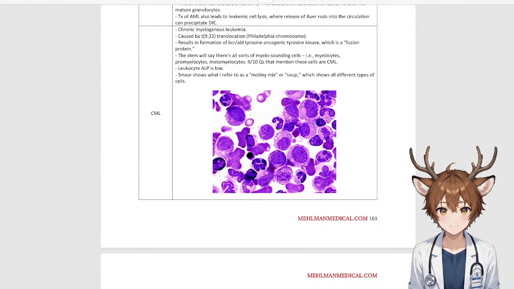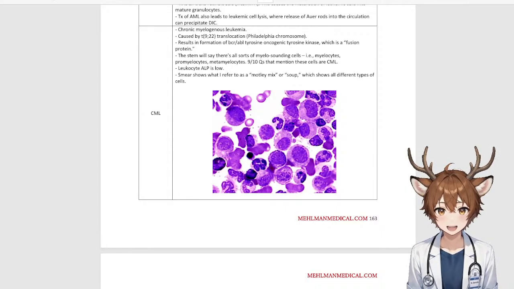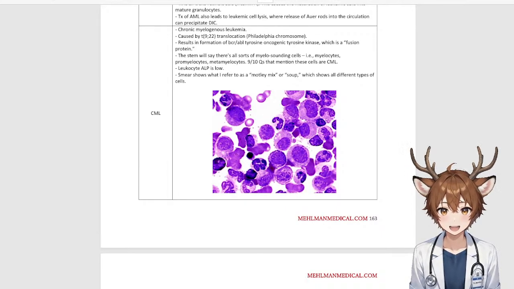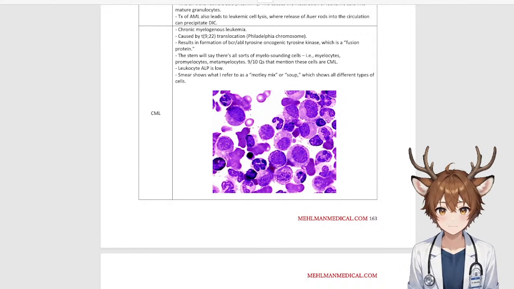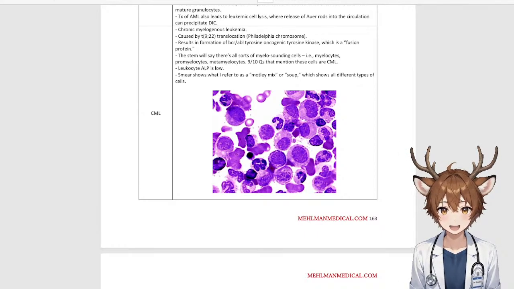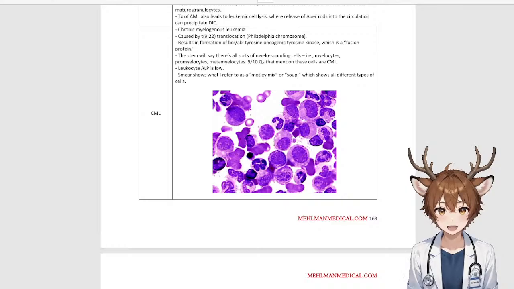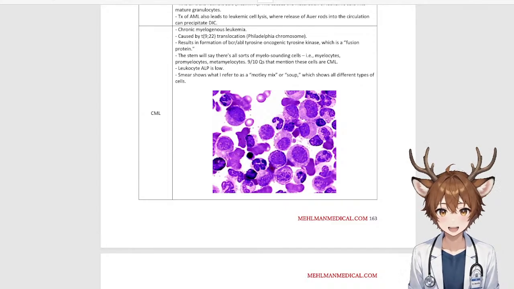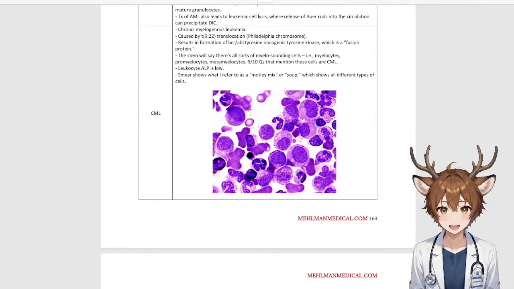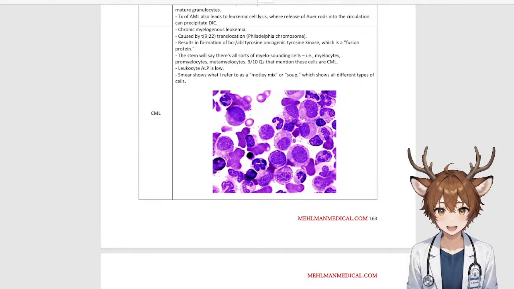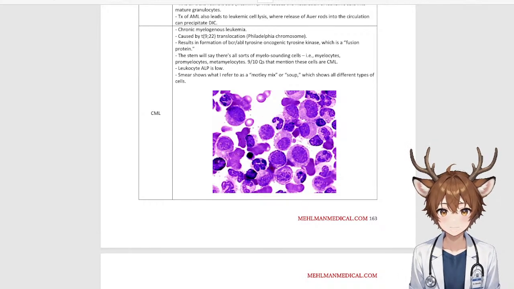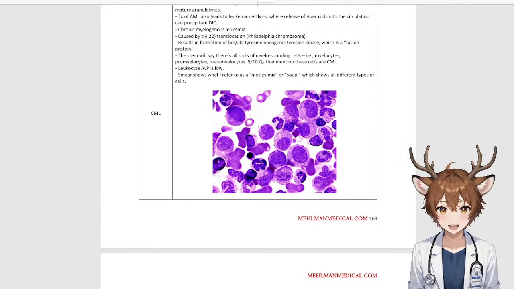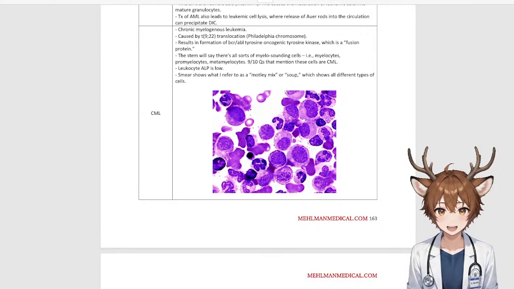CML, chronic myelogenous leukemia, is caused by the t(9;22) translocation, the Philadelphia chromosome, which results in formation of the BCR-ABL tyrosine kinase oncogene, which is a fusion protein. The stem will say that there's all sorts of myelo-sounding cells: myelocytes, promyelocytes, metamyelocytes. 9 out of 10 questions will mention these cells in CML. Leukocyte ALP is low.